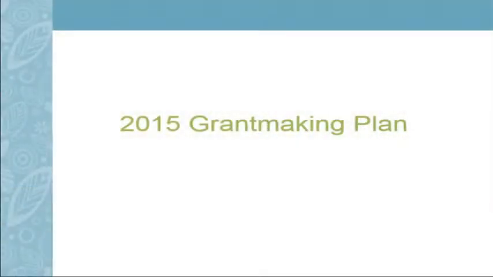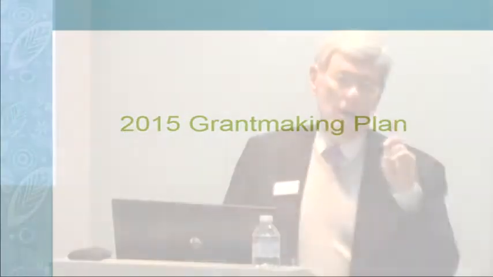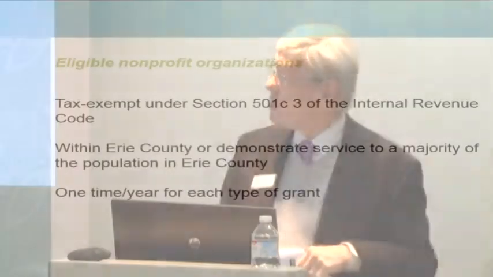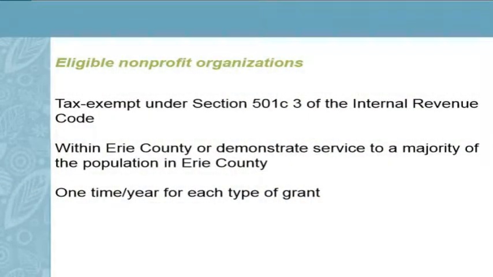So, grant making plan. We have 4 different kinds of grants. We have Helping Today grants, Shaping Tomorrow grants, urgent grants, and capital campaign grants. And we'll talk just a little bit about each of those today. But first I want to make sure that we're clear about who's eligible to apply for a grant from us.